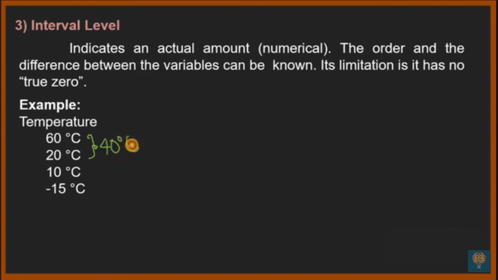Interval level indicates an actual amount or numerical value. The order and difference between the variables can be known. Its limitation is it has no true zero. Example, temperature: 60 degrees Celsius, 20 degrees Celsius, 10 degrees Celsius, or negative 15 degrees Celsius.